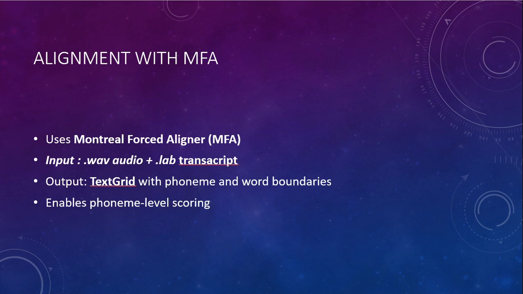To know where each phoneme starts and ends, I use Montreal Forced Alignment. It takes the user's audio and transcript and generates a TextGrid file with timing. This is essential for calculating individual phoneme scores.